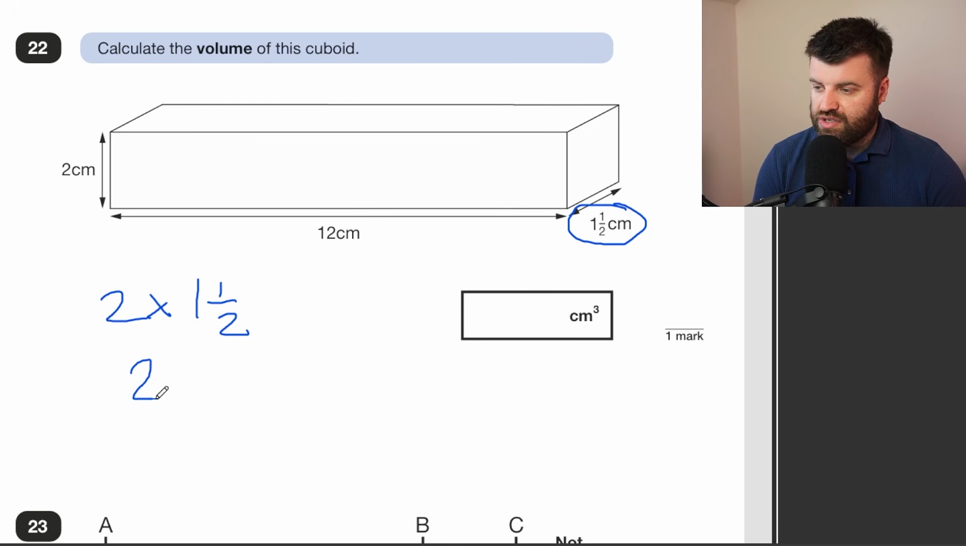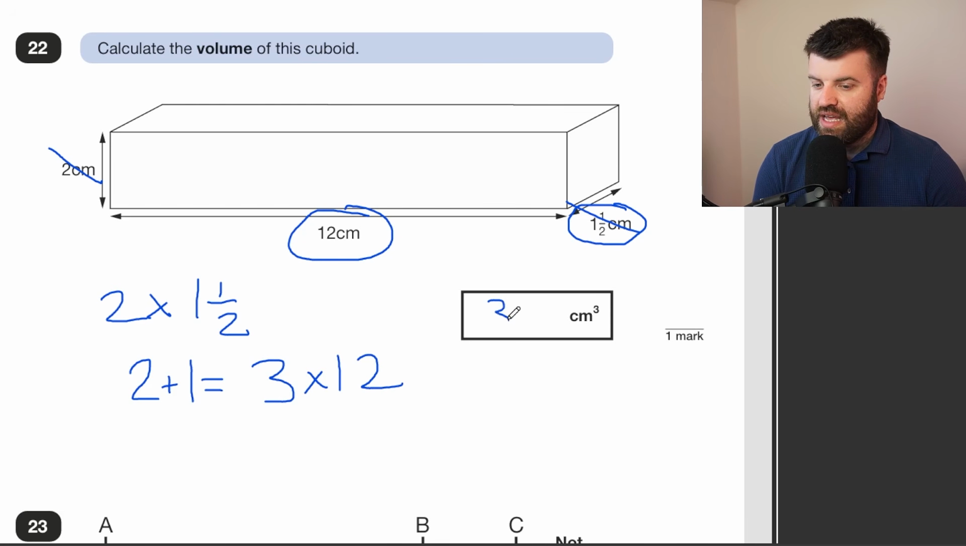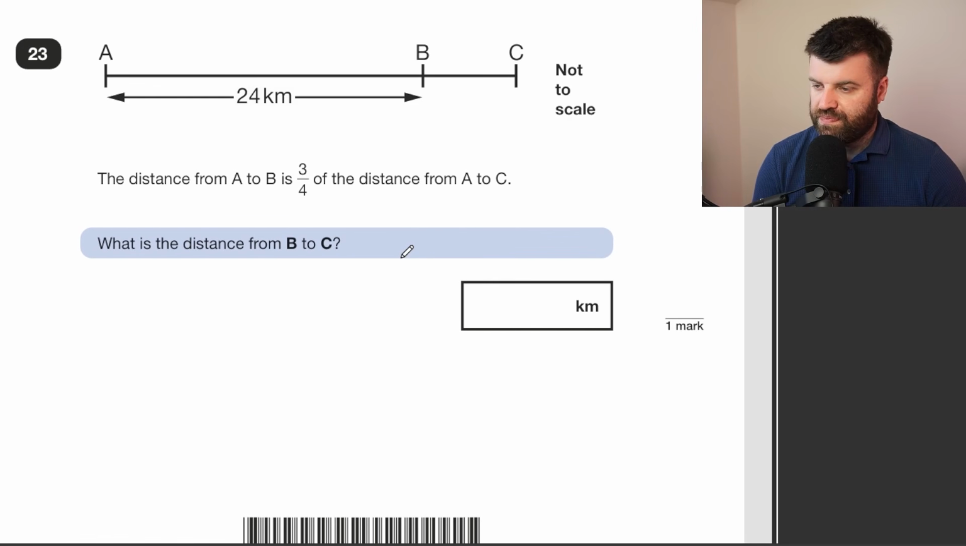2 times 1 is just 2. 2 times a half, 2 halves make 1 whole. So that's just 1. So if I put them together, it gets me 3. So 2 times 1.5 is 3. And now all I've got left to do, because I've multiplied these together, is to multiply the width. I've got 3 as my answer to the first multiplication, so I do 3 times 12, and I get the answer 36 centimeters cubed. That fraction there is the thing built in to try and trick you. Otherwise, quite a straightforward question.